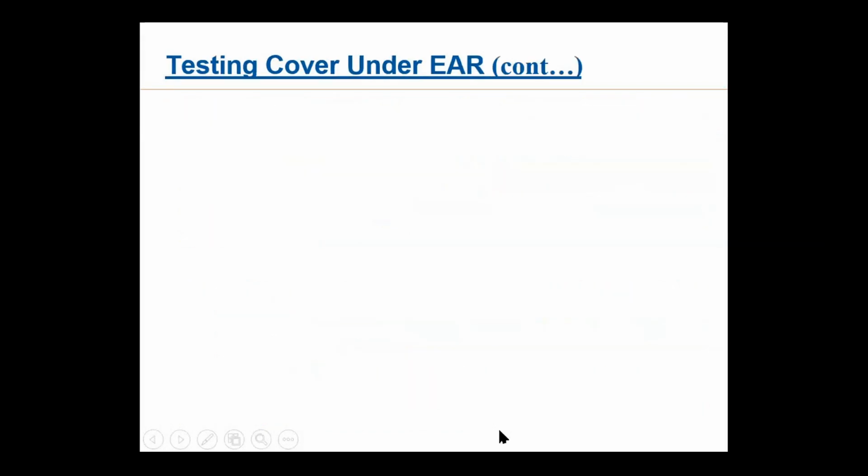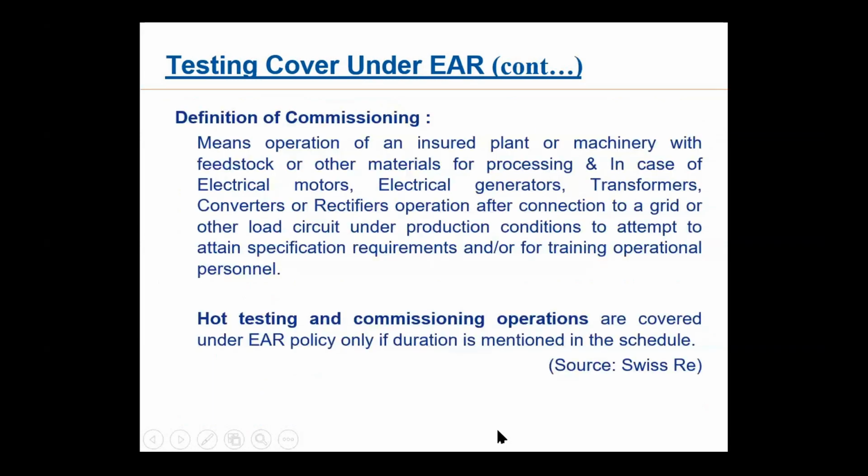Now this is again Swiss Re. The source is Swiss Re. Wordings have been taken from Swiss Re, but slightly modified to give better meaning. The basic understanding remains the same. It is slightly reworded by me.